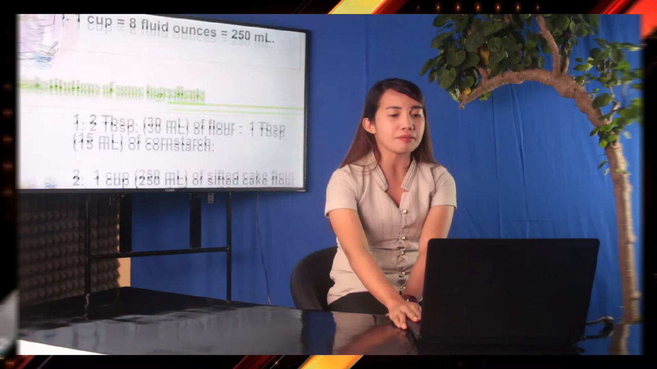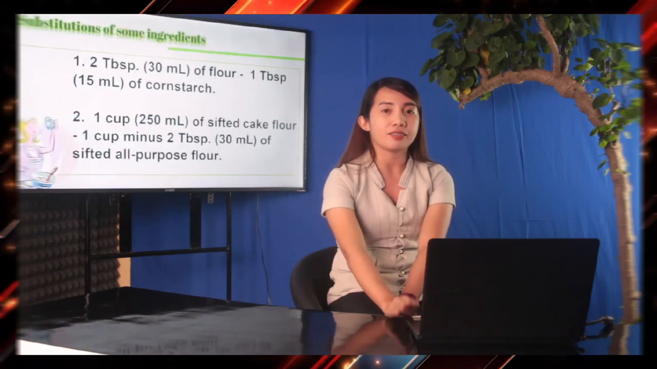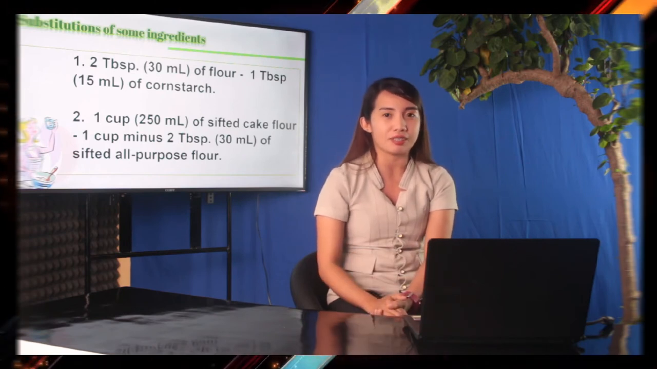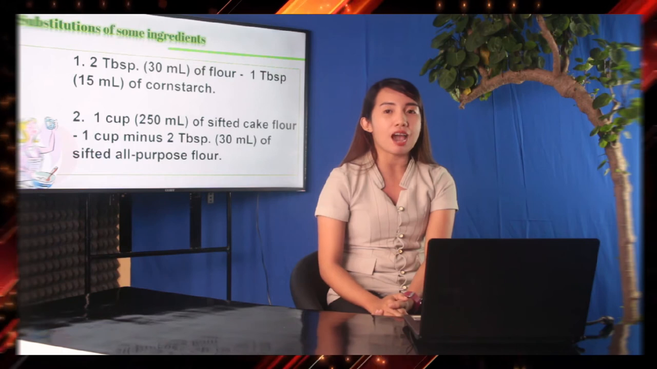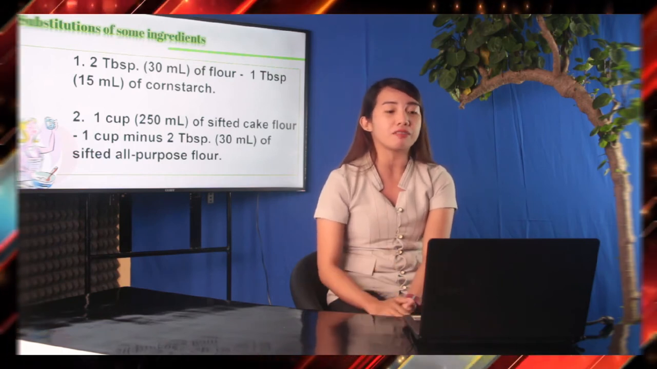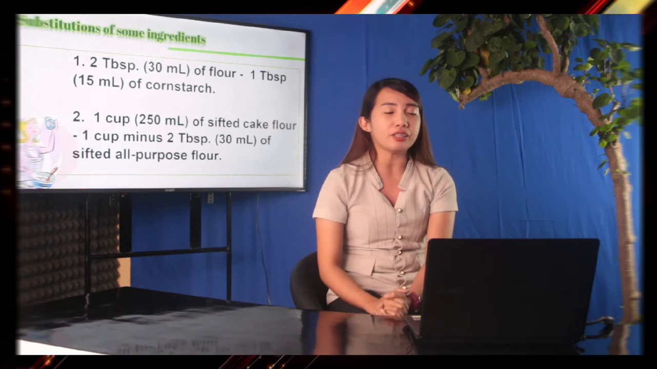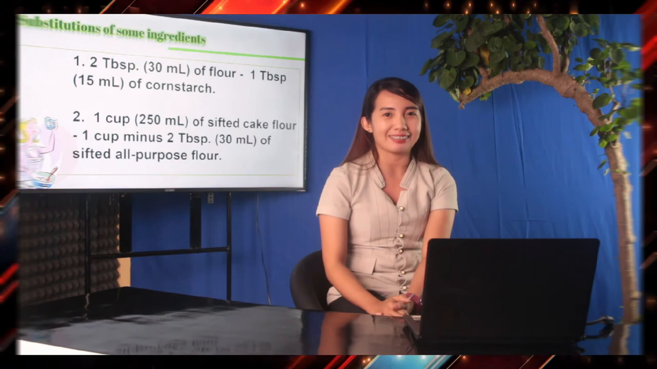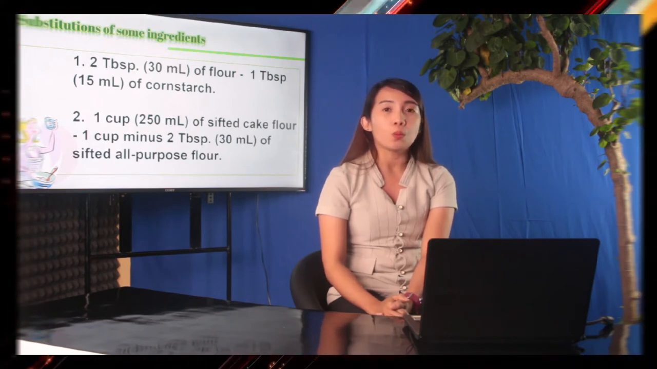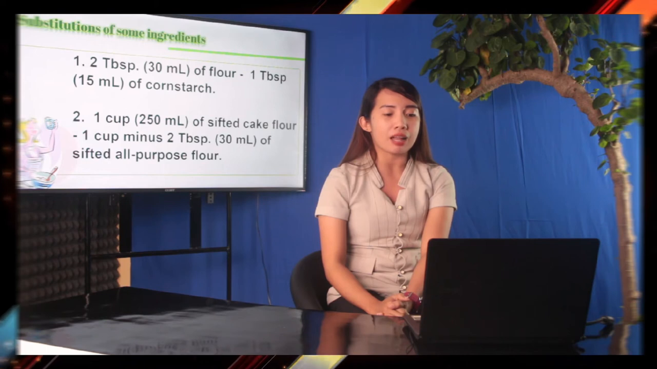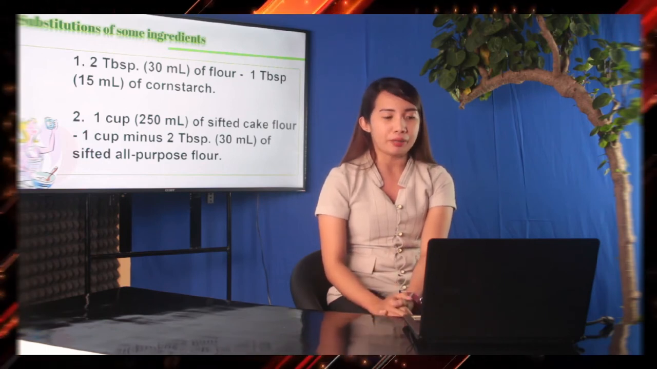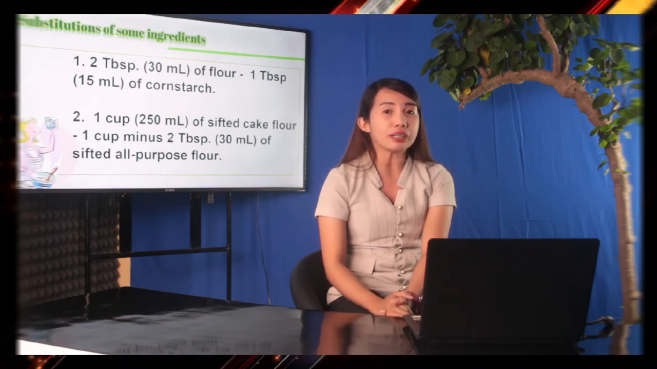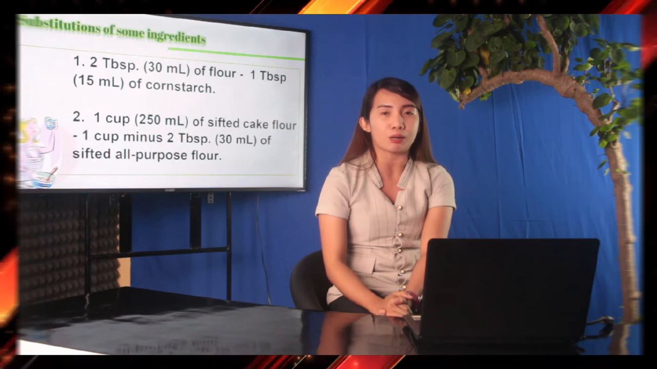And we have also substitutions of some ingredients. So this time, if the ingredient is not available, you may use the substitutions. First, we have 2 tablespoons or 30 ml of flour. If it's not available, then you can use cornstarch, just 1 tablespoon or 15 ml. Next is 1 cup or 250 ml of sifted cake flour. You may use 1 cup minus 2 tablespoons or 30 ml of sifted all-purpose flour.